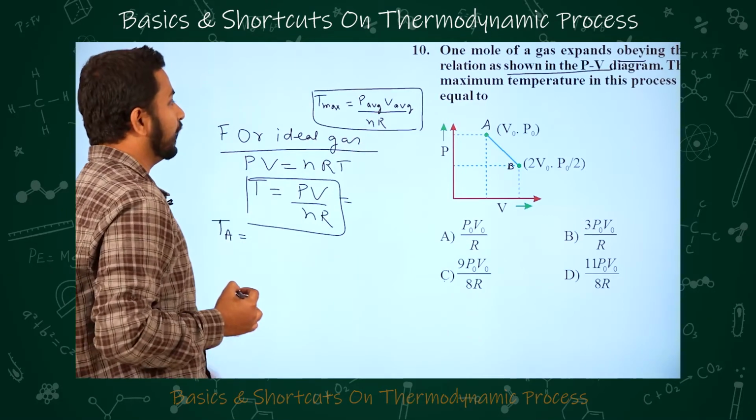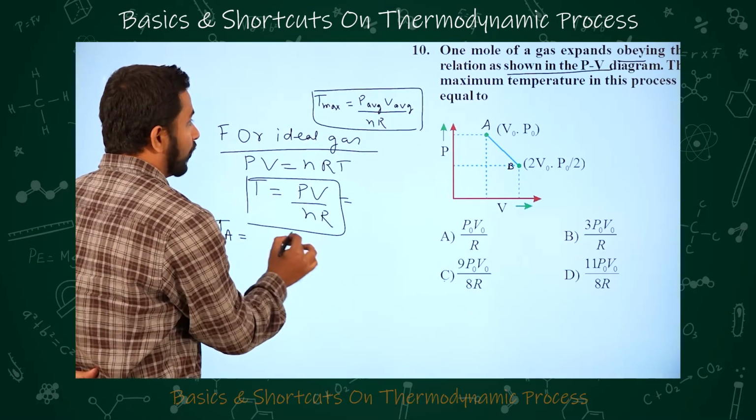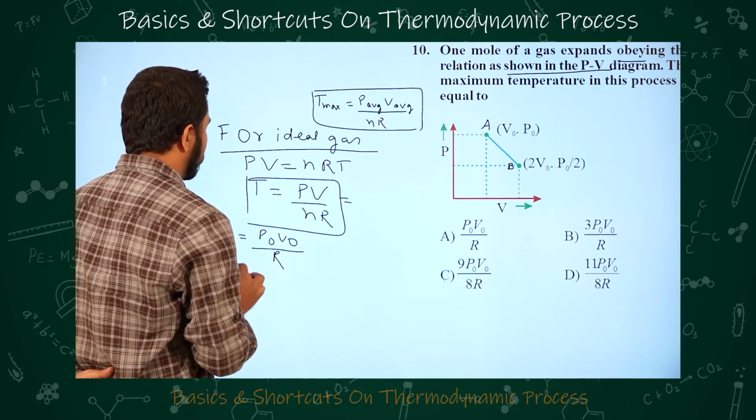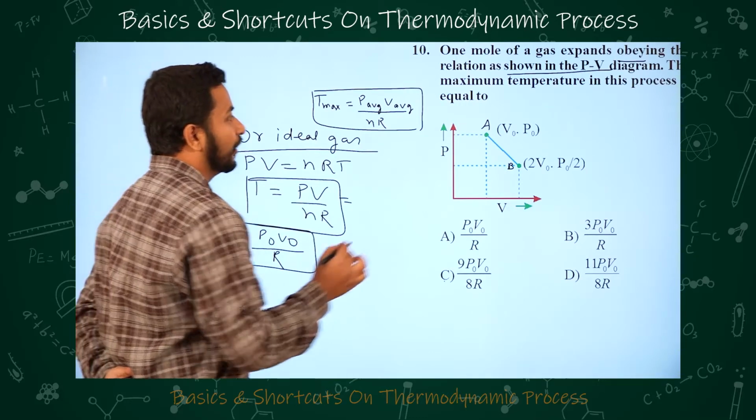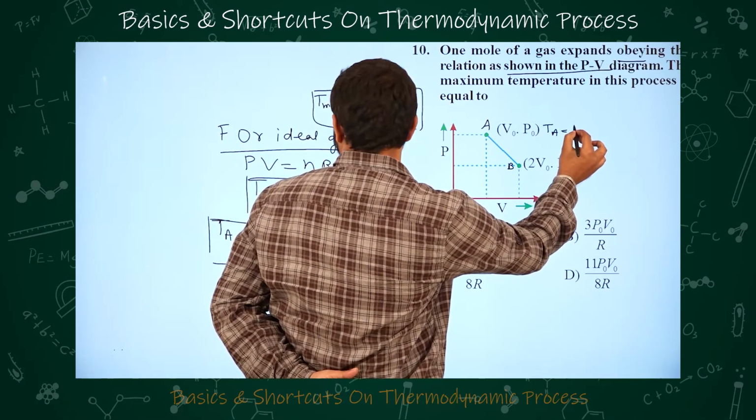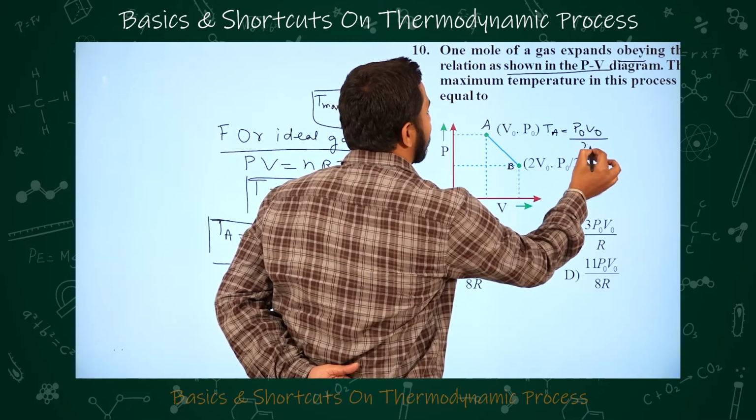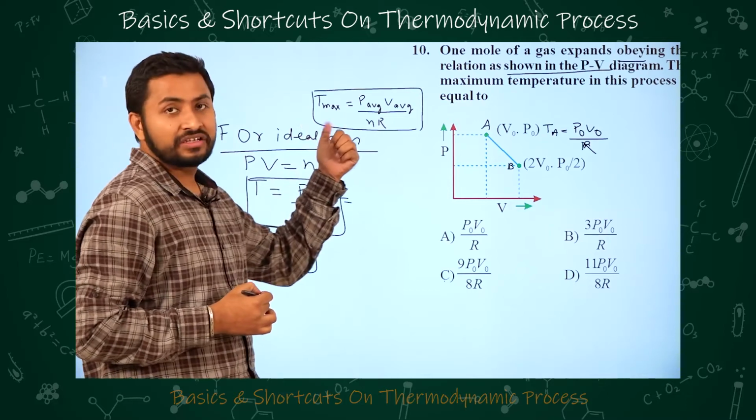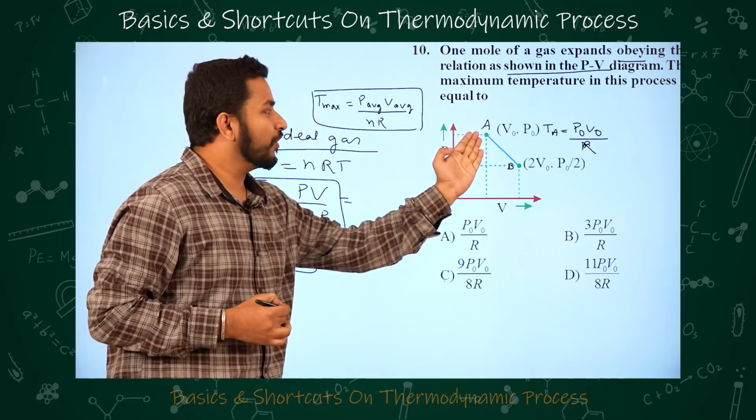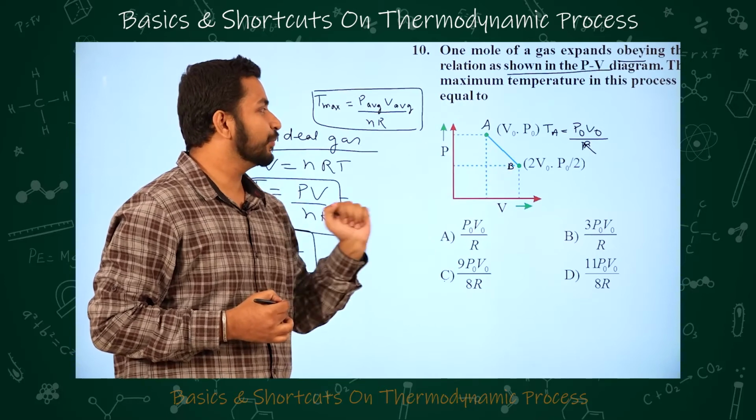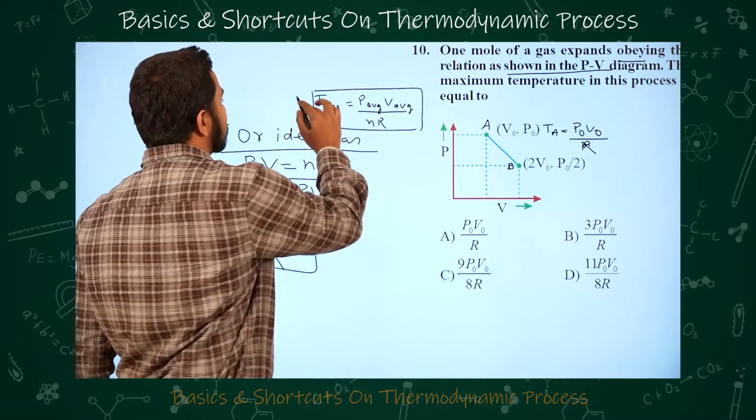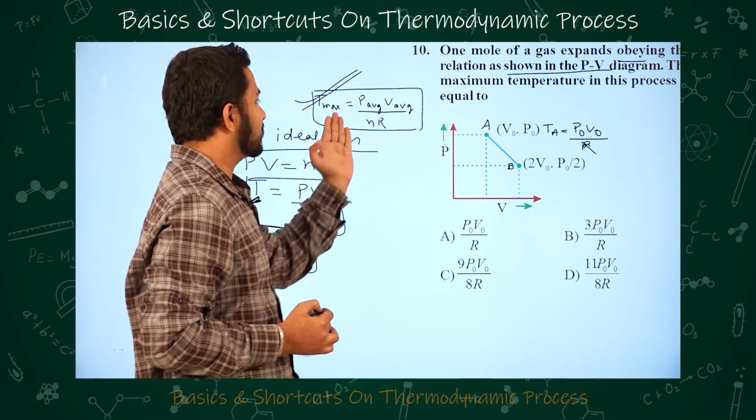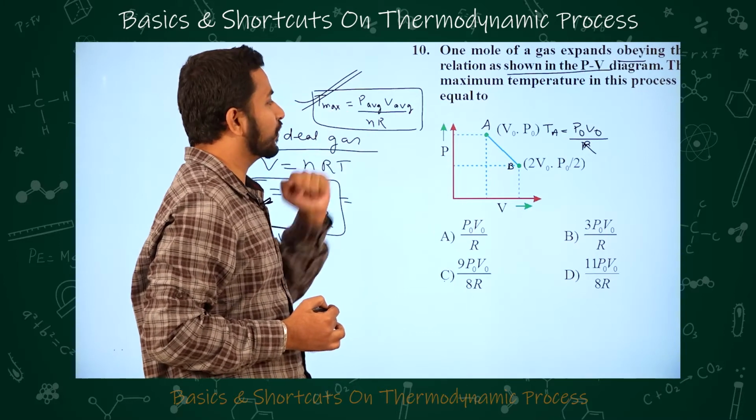So the temperature at A will be equal to P0 V0 by n, n is 1, so P0 V0 by R. So temperature at A is P0 V0 by nR, my dear student. Now I tell you one important trick here. If for any 2 points my temperature is the same, and I have to calculate the maximum temperature, it can be given by P average V average by nR. This is the standard result which you can use here as a trick.